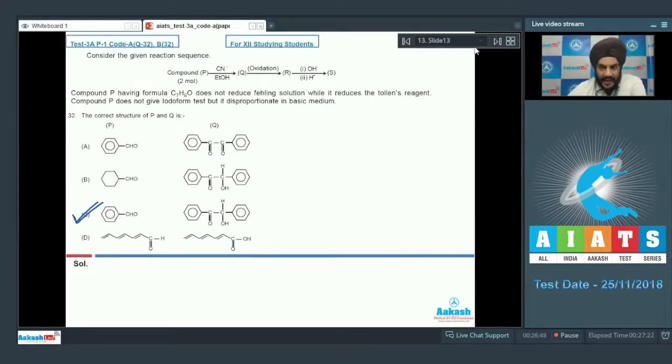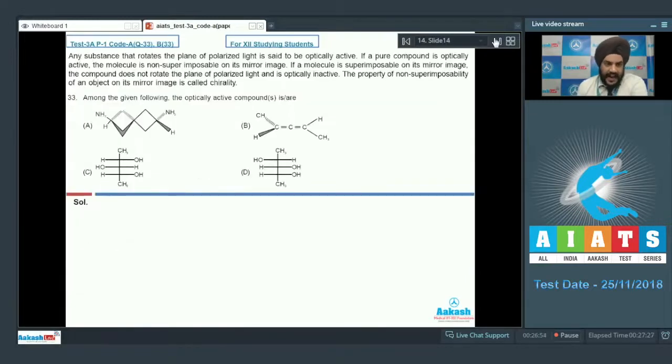Let us look at the next paragraph for questions 33 to 35. Any substance that rotates the plane of polarized light is said to be optically active. If a pure compound is optically active, the molecule is non-superimposable on its mirror image. And if a molecule is superimposable on its mirror image, the compound does not rotate the plane of polarized light and is optically inactive. The property of non-superimposability of an object on its mirror image is called chirality. So let us look at question 33 now.